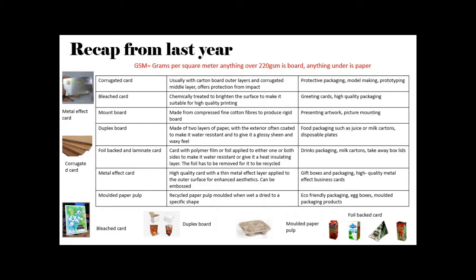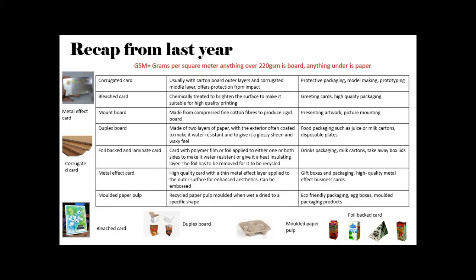You have got duplex board. So duplex board is made out of 2 layers of paper, and the exterior is coated to make it water resistant. So typically it'll have a glossy sheen, so it's a bit shiny and it'll have a waxy feel to it. So most commonly used for things like food packaging, like juice or milk cartons, or disposable plates. Sometimes if you've got takeaways, that is the white bit like on your Chinese, so it feels a bit waxy, so it stops moisture escaping.